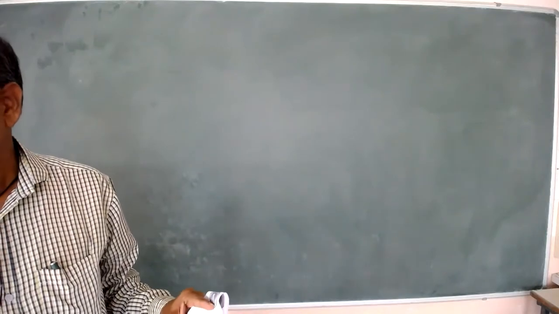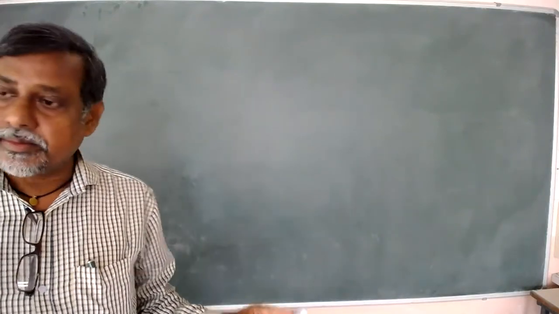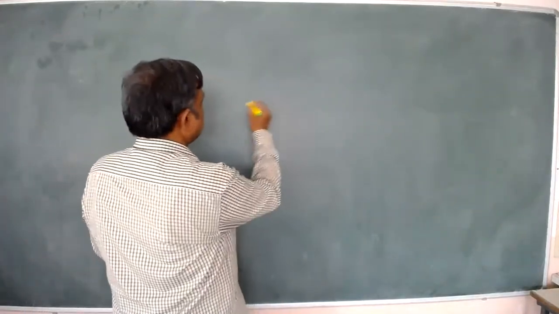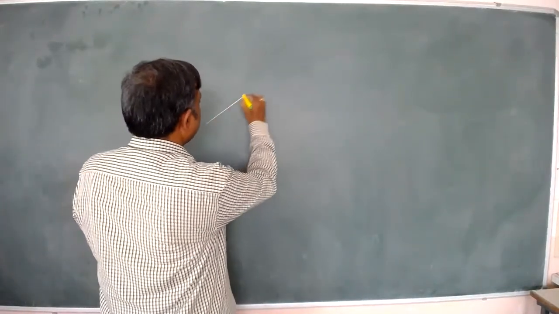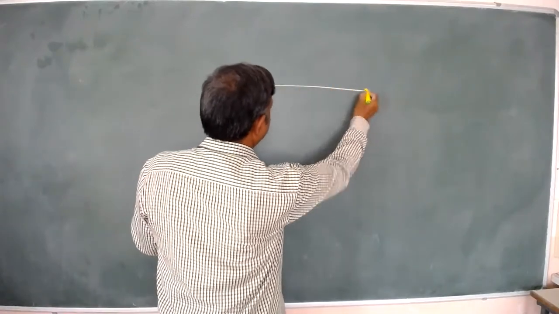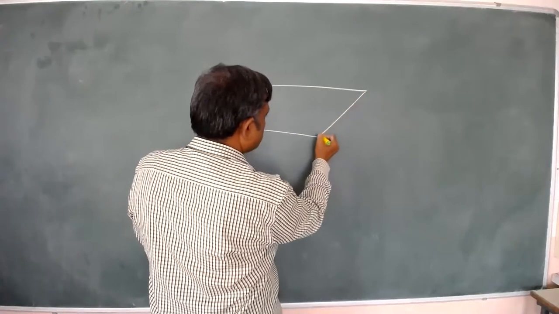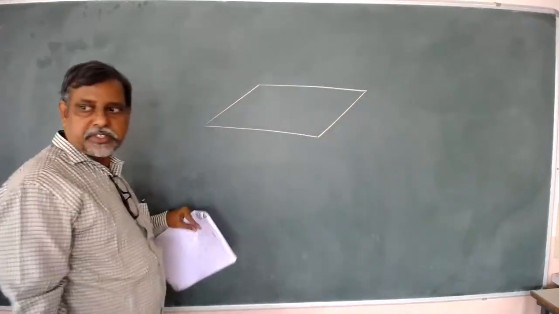Understood? That is okay. This is symmetrical. So look at this. The given situation, diagrammatically, I will be showing you this. So what about the square that he is talking about?